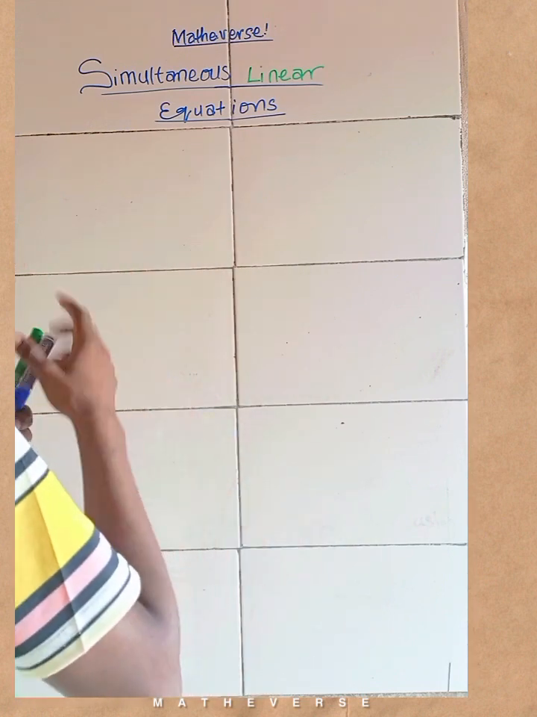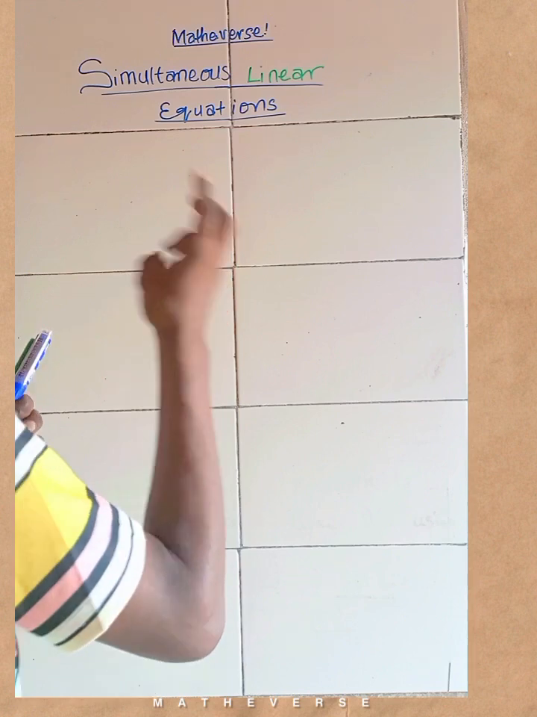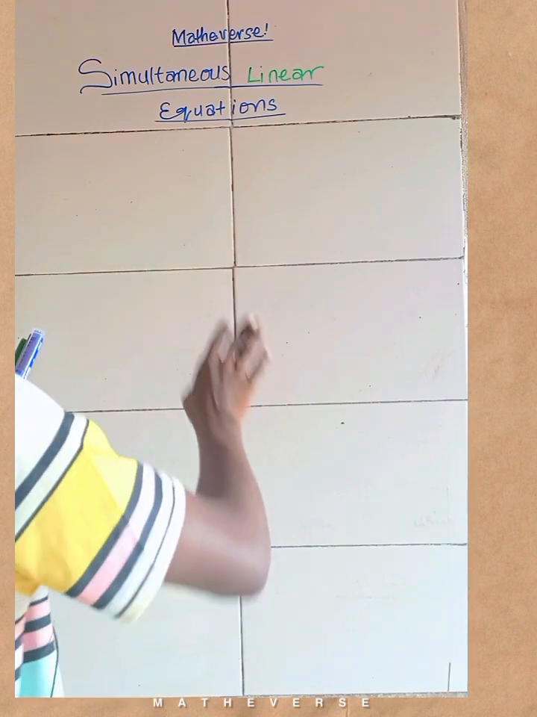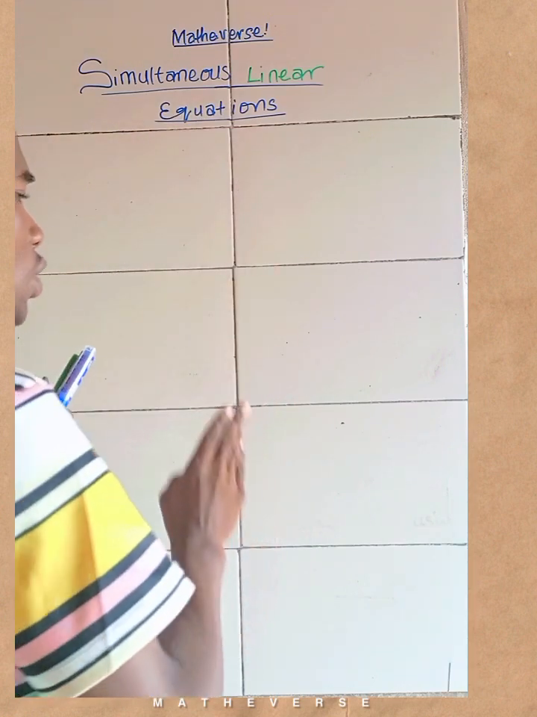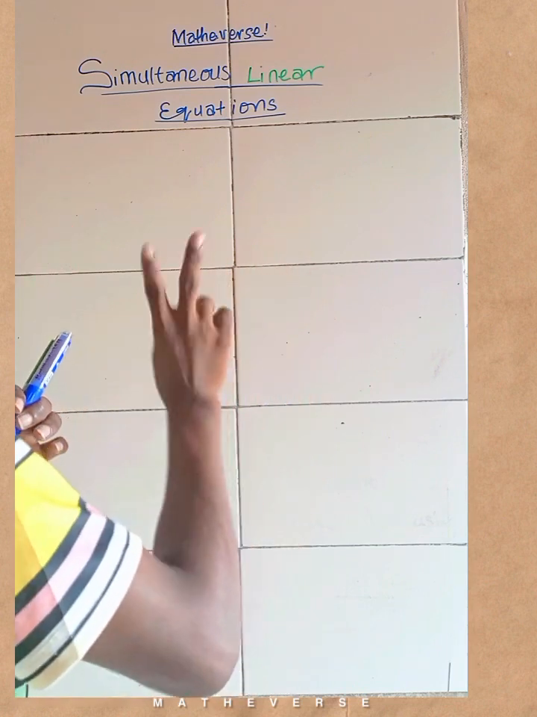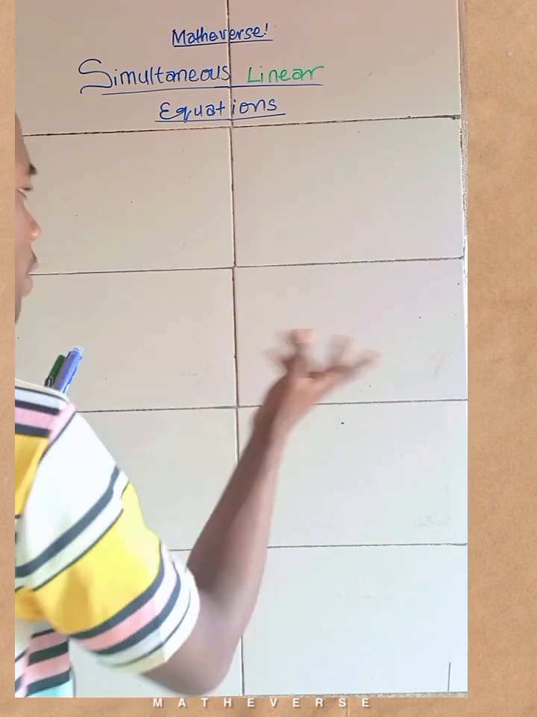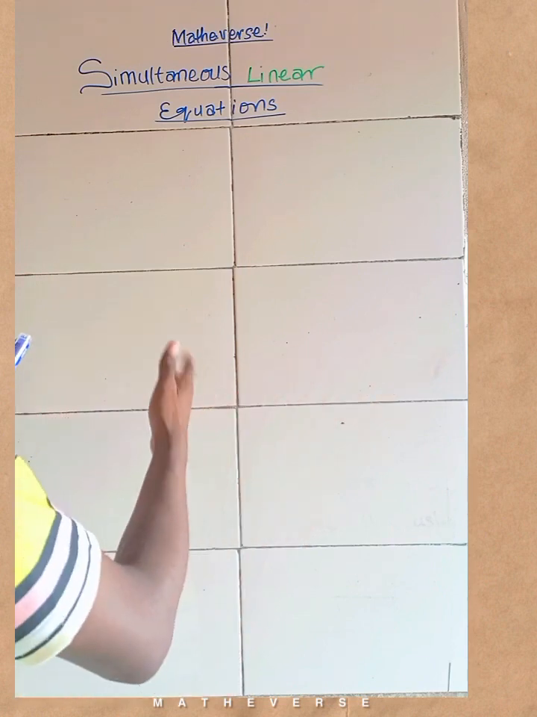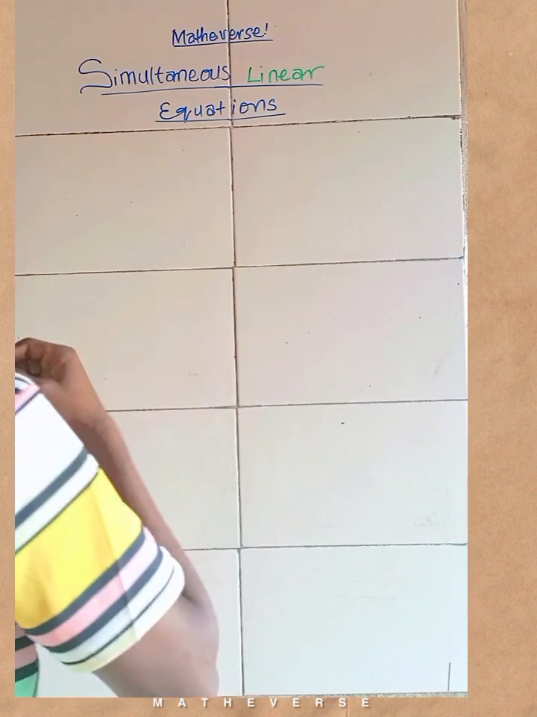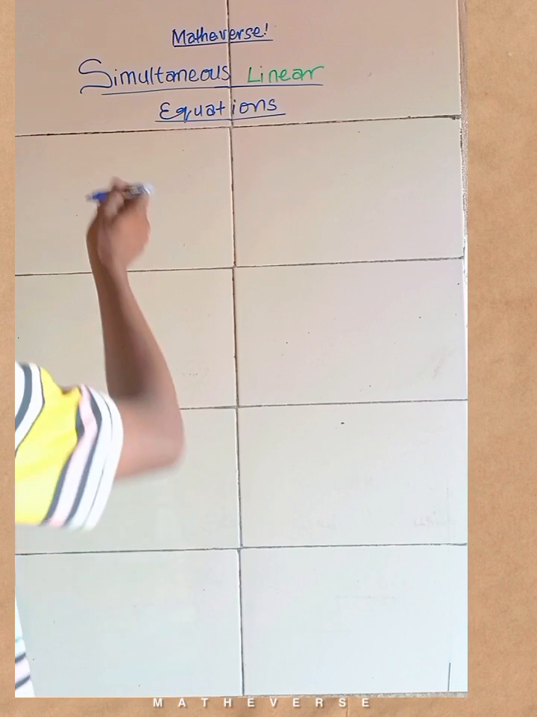Because of this, we have three methods of solving simultaneous linear equations. But today, I'm going to be teaching you two methods. The last method is the graphical method. You will need a Cartesian plane and a graph. Maybe I will do another tutorial on that, okay? So now, let me show you what I'm talking about.